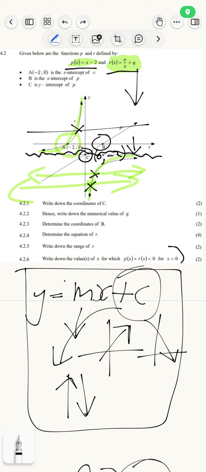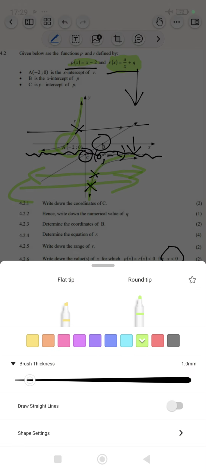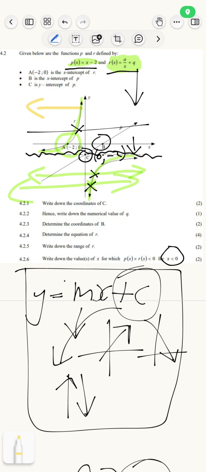So the second part here says x is smaller than 0. X is smaller than 0 solely. Okay, let me just change the color here, maybe it will help. X is smaller than 0 only on this side of your y-axis. Everything on the right-hand side, x is bigger than 0. So in order to answer this question, I can only look at the left-hand side of my y-axis, because on my right-hand side, it doesn't meet this requirement.